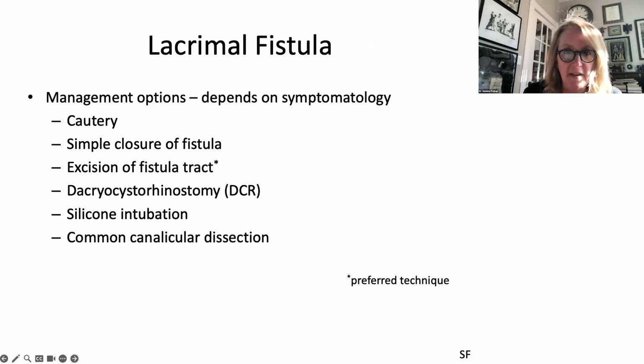So the management depends on the symptomatology. It's perfectly fine to leave these alone if they're not causing a problem. Reports have shown the following strategies for dealing with them: cautery, simple closure, excision of a fistulous tract, which is my preferred technique, and I'll show you on the next slide. If there's associated NLDO, you would consider a DCR, silicone intubation, or common canalicular dissection. Next.